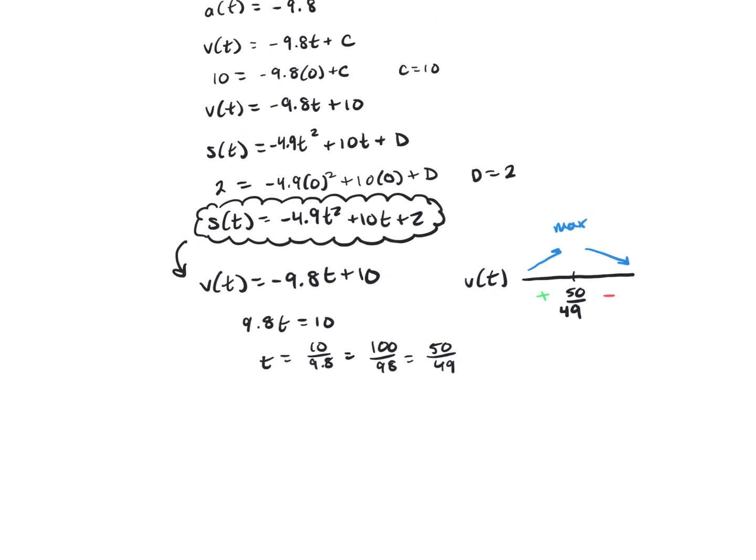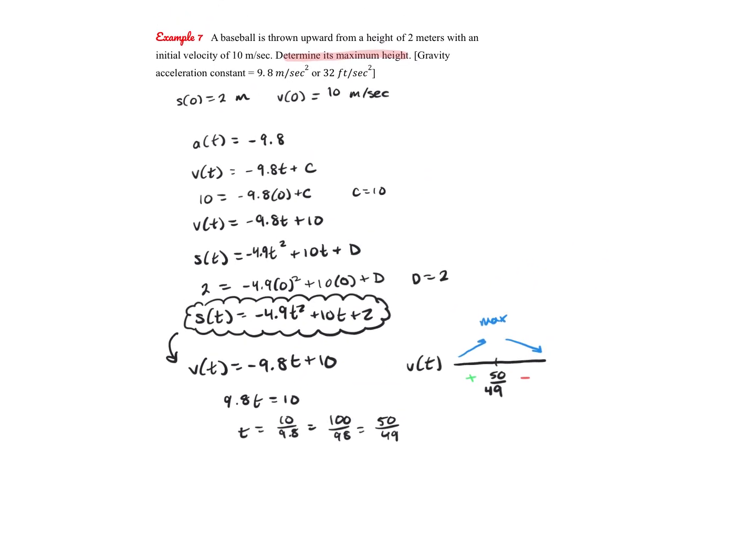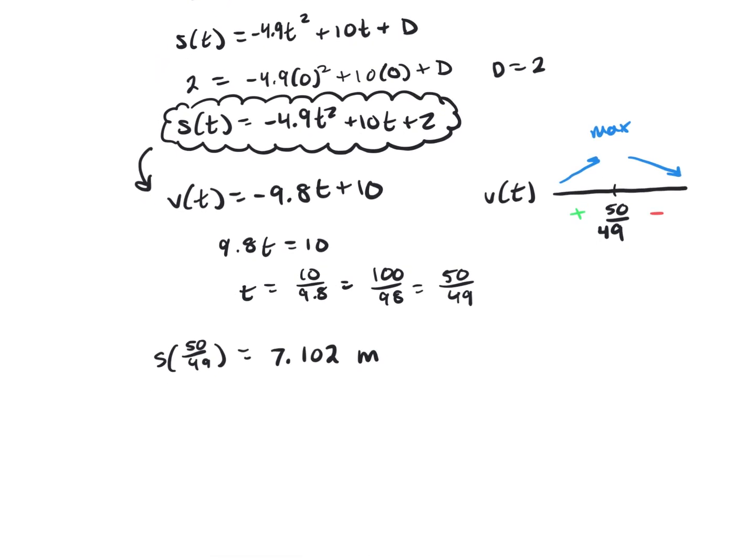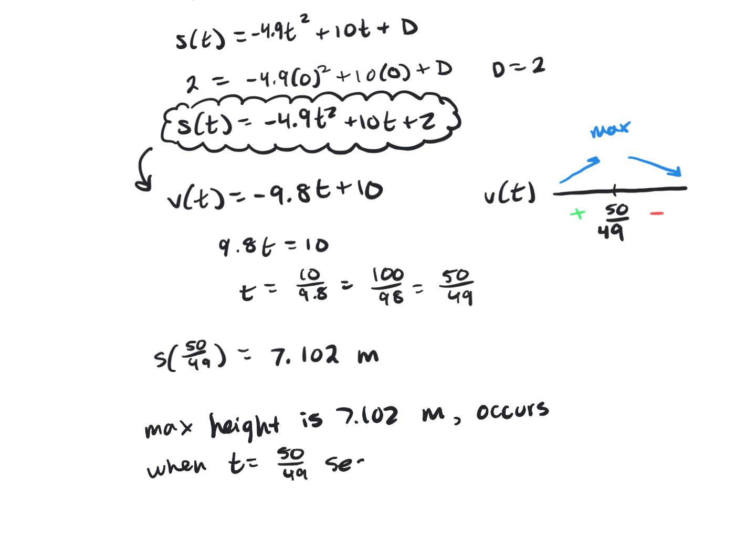So that's the t value that maximizes our position function, but we actually want the maximum height, which would be the y value. So then you just need to go back and plug in 50 over 49 into your position function. You could use your calculator to get a decimal approximation here. You'll get 7.102 meters. So the maximum height is 7.102 meters, and this occurs when t is equal to 50 over 49 seconds.